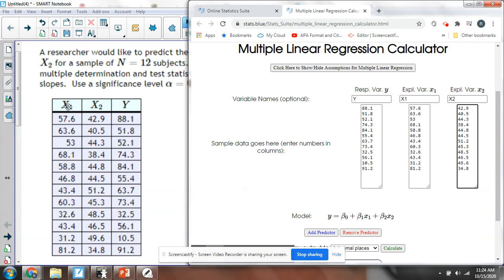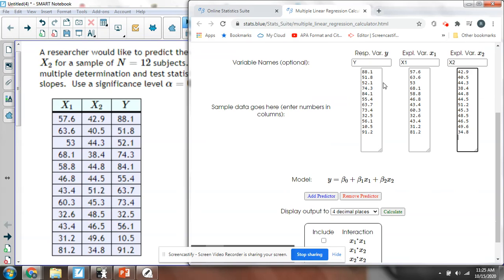So notice here that it has x1, x2, and y. But on the website, it's going to list y first, then your x1 and your x2. So you're just going to want to probably copy the same variable names over. Since it has x1, x2, and y, I have x1, x2, and y. And then I just inputted all the data into each column.